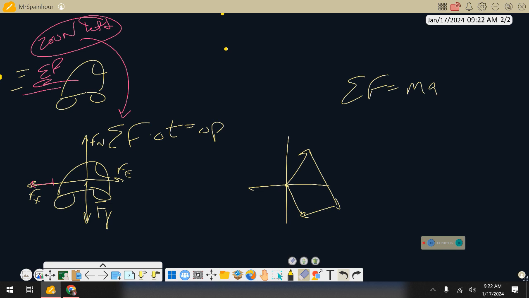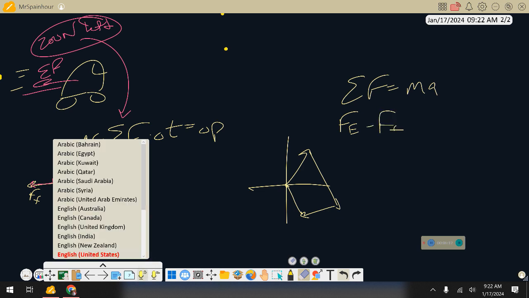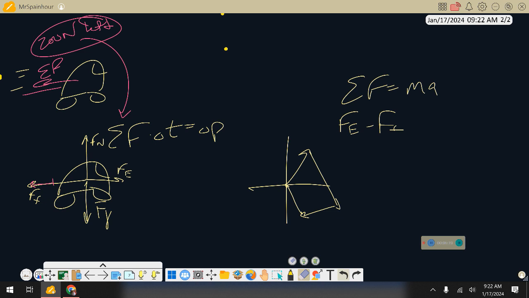Well, the very next thing you would do is say this is force of engine minus force of friction, with the solid understanding that this number is definitely bigger than this number right here, right? So if I put some fake numbers in here, let's say the total is 200 left.